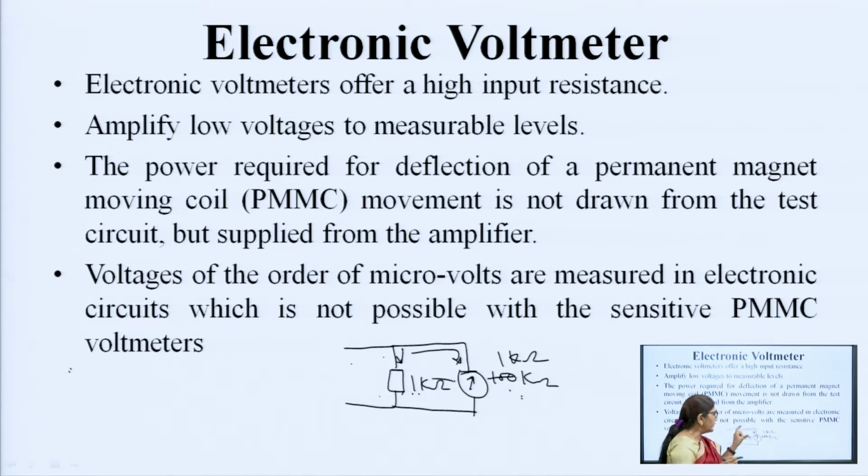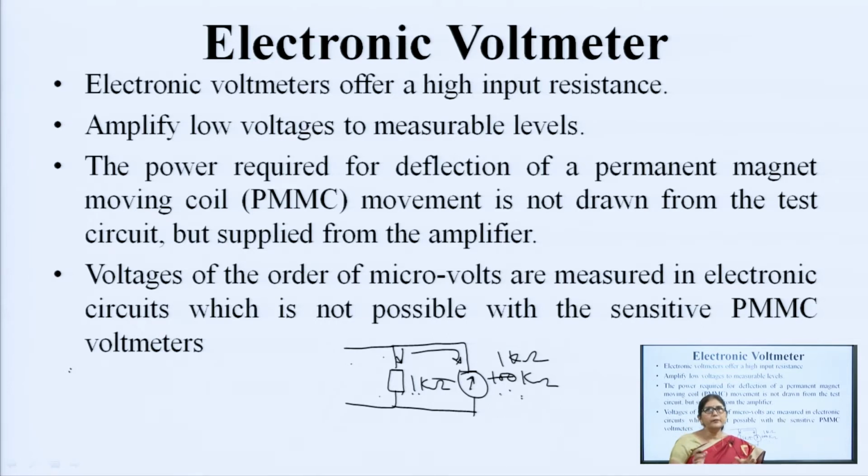To avoid this loading effect, as I discussed in the previous lecture, we use a very high value of resistance in series with the PMMC instrument, so that the maximum voltage drop is across that resistance and very little voltage appears across the meter. But with a very high value of resistance, the maximum energy drop is across that resistance, which produces heat and also affects the measurement of the PMMC instrument.